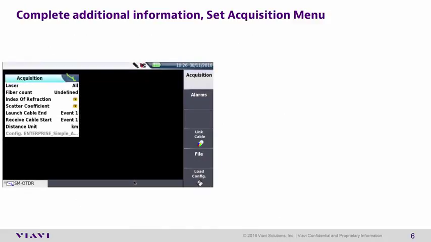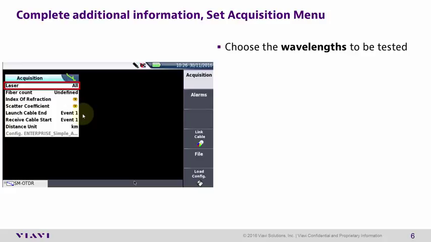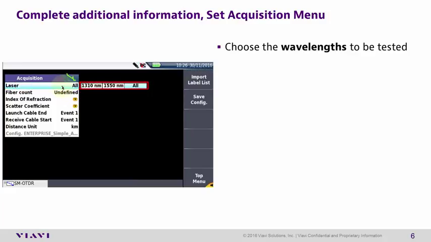Completing additional information. Set Acquisitions menu. On the Acquisitions tab of the Setup menu, you can change the wavelengths to be tested by clicking on Laser. A list of available wavelengths will appear. The Quad OTDR module comes with 1310 and 1550 for single mode and 850 and 1300 nanometers for multi-mode.